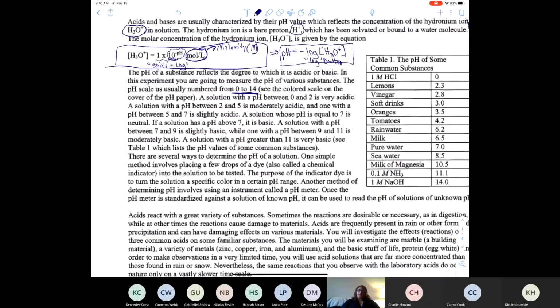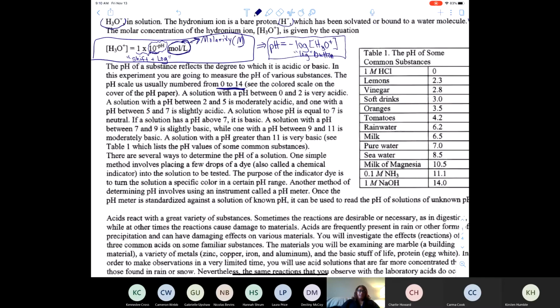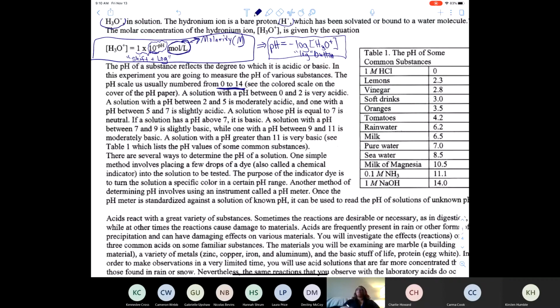Now we're going to use indicator as one method to determine pH. Then we're also going to use pH paper as the second method. When you buy pH paper, it's going to give you a key or a colored scale, which tells you what color is associated with each pH value. And so when you add some solution to the pH paper, it is going to be converted to a specific color. And that color is going to match the pH value.